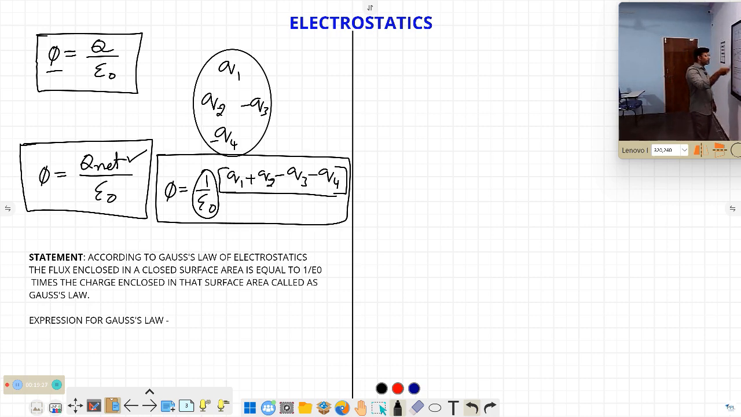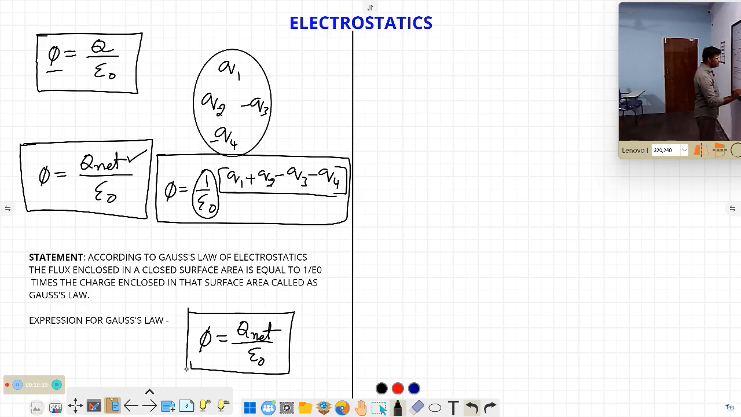According to competitive examinations, this is a statement you need to understand. What I can write here is that the flux is simply net charge by epsilon naught. This is the equation. There are two types of flux we already discussed, positive flux and negative flux, and we can also write flux in terms of the electric field, because we know flux is nothing but electric field into surface area.